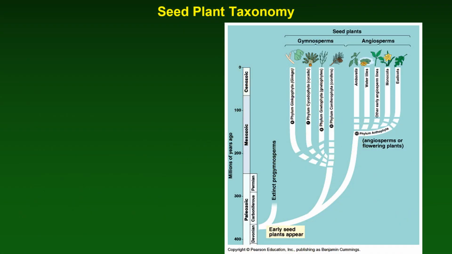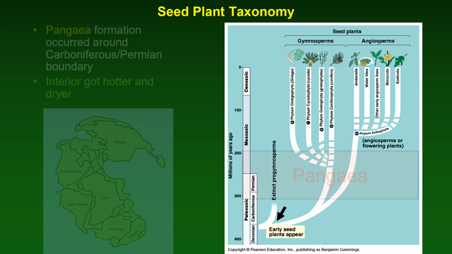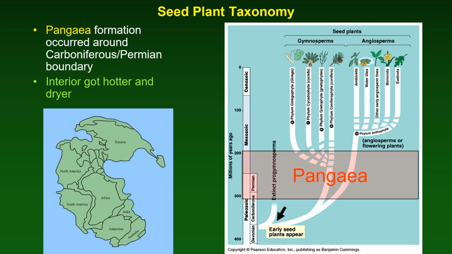The very first seed plants appeared about 350 million years ago. But they didn't really start to diversify and really take off until Pangaea was a thing. Remember, Pangaea consisted of all of the continents all pushed together into one big supercontinent. Now, as you can imagine, the interior of this continent was quite dry. It's a long way from the nearest ocean. There wasn't that much moisture making it to the interior of this continent.